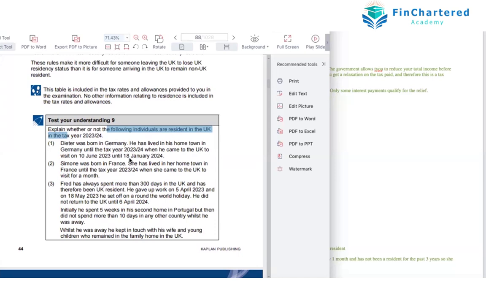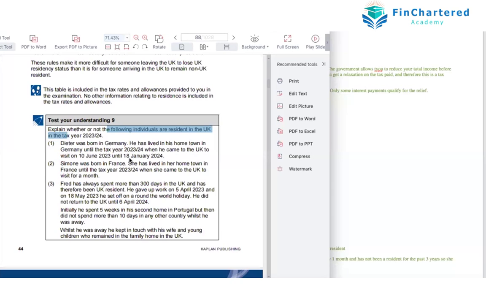Okay, so he went on a world trip. He did not return to the UK until 6th of April 2025. Initially, he spent 5 weeks in his second home in Portugal, but then did not spend more than 10 days in any other country while he was away. While he was away, he kept in touch with his wife and young children who remained in the family home in UK. So there are sufficient.